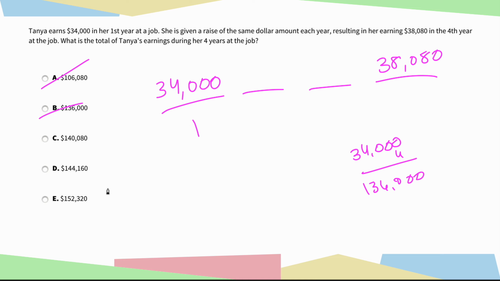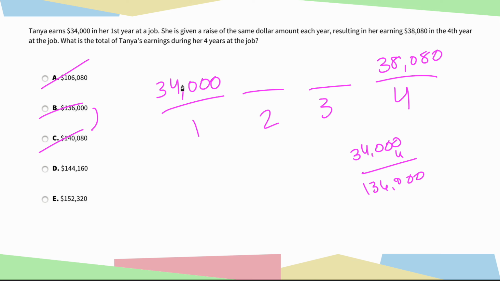Now, if I want to further narrow this down, I'm also going to look at the difference in year one and year four. And I'm noticing that that difference is $4,080. So I also know answer choice C isn't going to be correct because these answer choices are off by $4,080. That would be assuming she had earned the $34,000 in years two and three as well. So I know C isn't correct. Now I'm down to a 50-50.